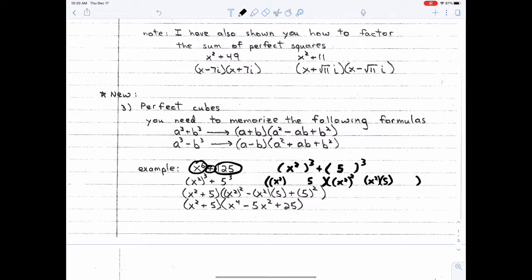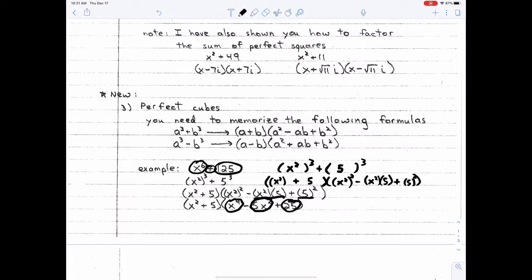When I'm talking about the first one, I'm talking about what's in the first set of parentheses, x squared. And when I talk about the second one, I'm talking about what's in the second set of parentheses, that's 5. And then last thing is 5 squared. And it's always plus. Because the original problem was plus, I make this plus and this minus. And then you just simplify it. So x squared squared becomes x to the 4th. This just becomes simply 5x squared, and this becomes 25.